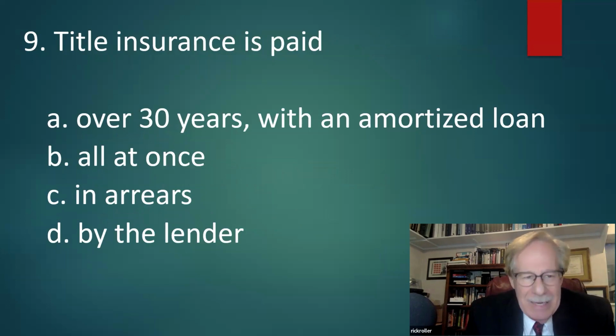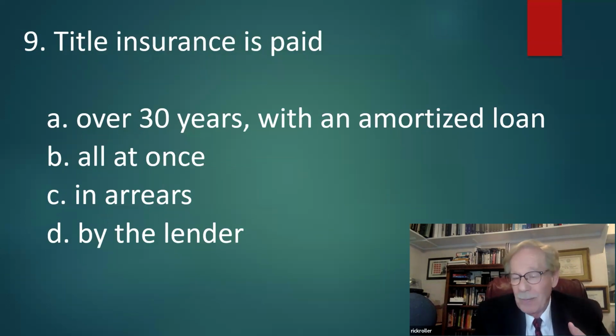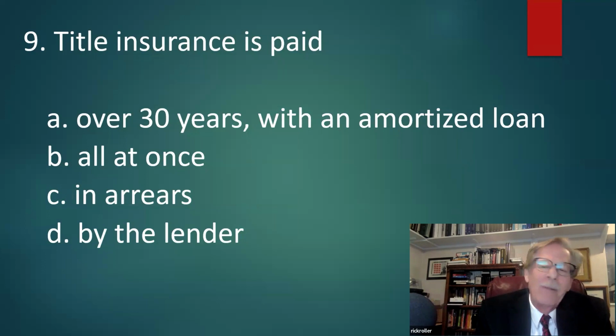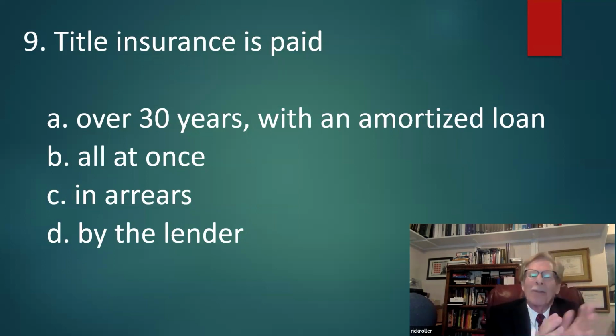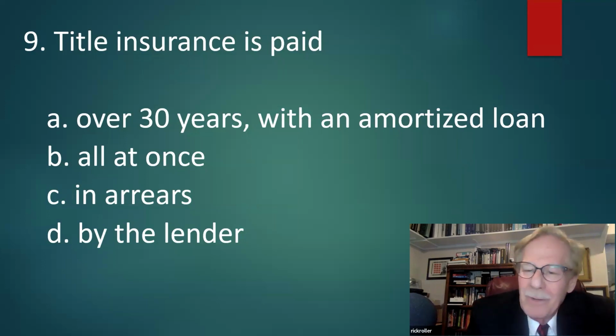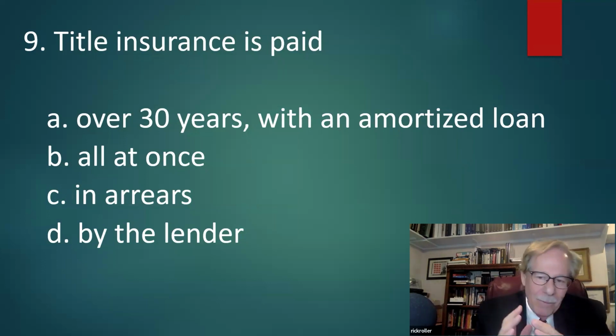Title insurance is paid over 30 years, A, all at once, B, C, in arrears, meaning you pay it at, like rent's paid in arrears. No, rent's paid up front. What, are you going to let your tenant live there all month and drop by and say, well, I hope you liked it. Can I have the rent now? I know you want the rent up front. What is paid in arrears? Your house payment's paid in arrears. You're paying the interest on that house payment for the month that was. So that's in arrears. So that's not what we're talking about here.